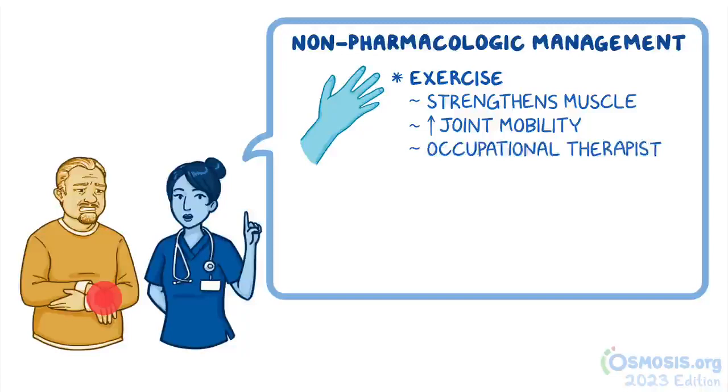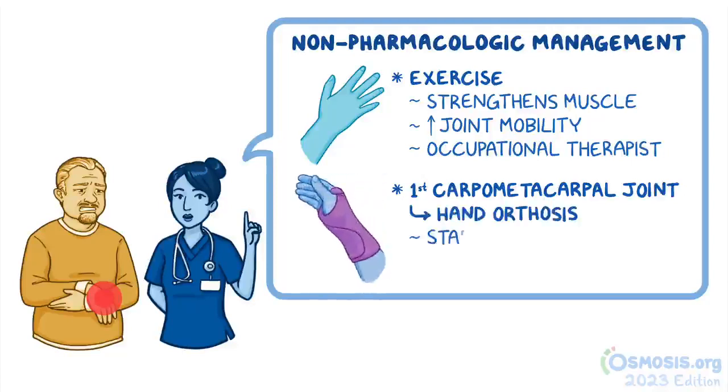Additionally, if your patient has osteoarthritis of the first carpometacarpal joint or base of the thumb, try a hand orthotic to help stabilize the joint and improve grip strength.